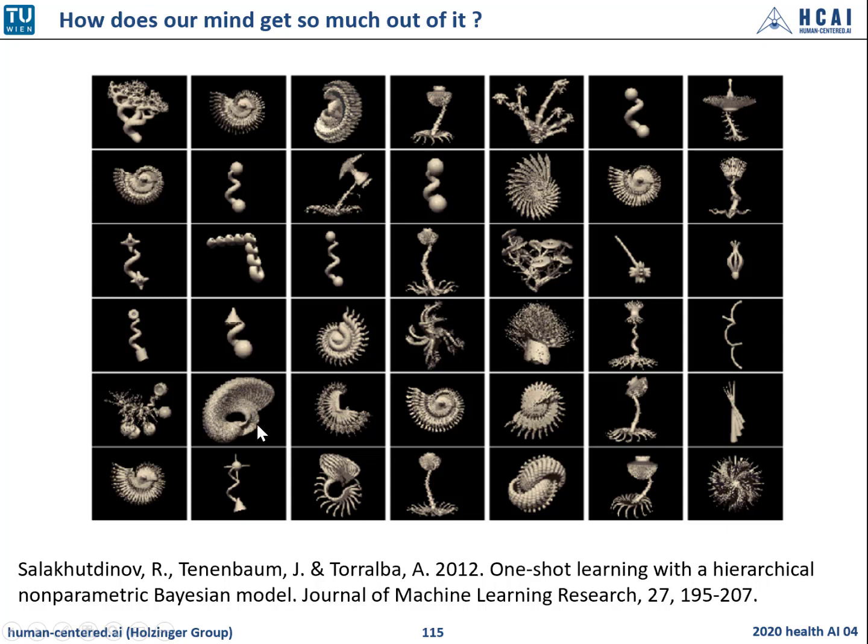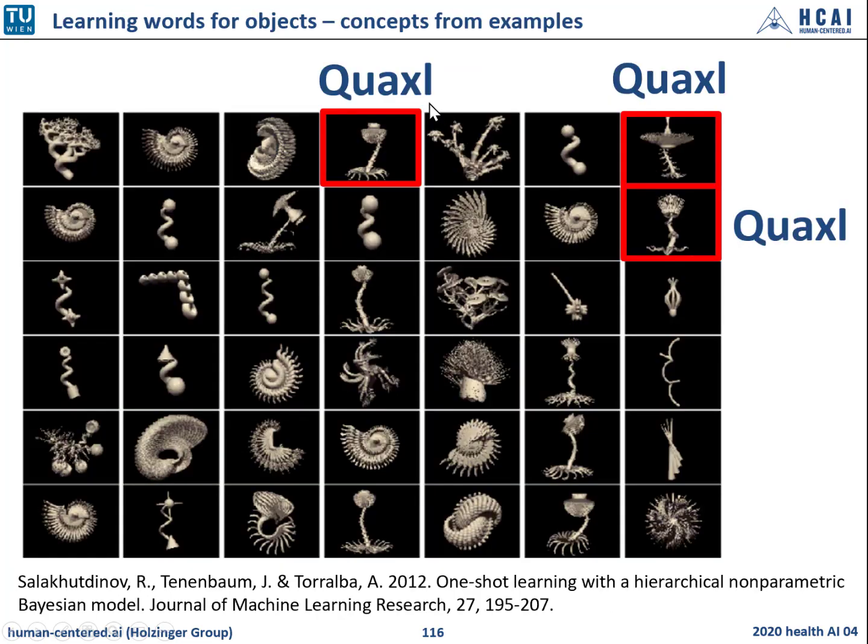So look at this slide. These are pure fantasy objects, and now I give one arbitrarily chosen object a name. I call it Quaxel. So I call it Quaxel and ask you, can you identify other Quaxels on this slide? So this is obviously a Quaxel and this is a Quaxel. Now look for yourself. Can you identify further Quaxels? Maybe this is a Quaxel and this is a Quaxel and this is a Quaxel.